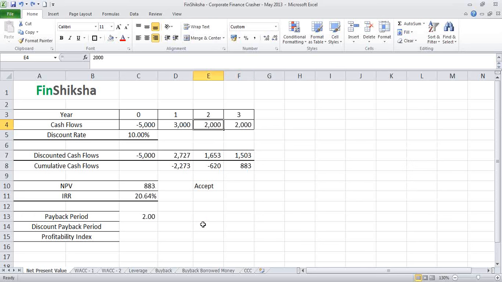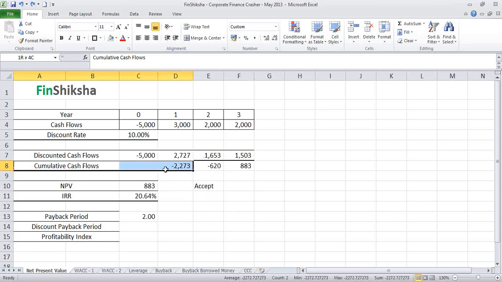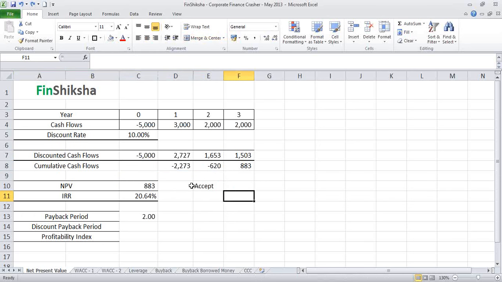In reality, however, we are more concerned about the present value of these cash flows. So effectively, we have to look at the discounted payback period. If I discount each of these cash flows in today's terms, how many years will I effectively take? For that, all we need to do is take a cumulative discounted cash flow number, which is nothing but minus 5,000 plus 2727. This number plus 1653, this number plus 1503. So you find that in terms of discounted payback period or discounted cash flows, I am not making money for the first 2 years. I will make money somewhere between these years.